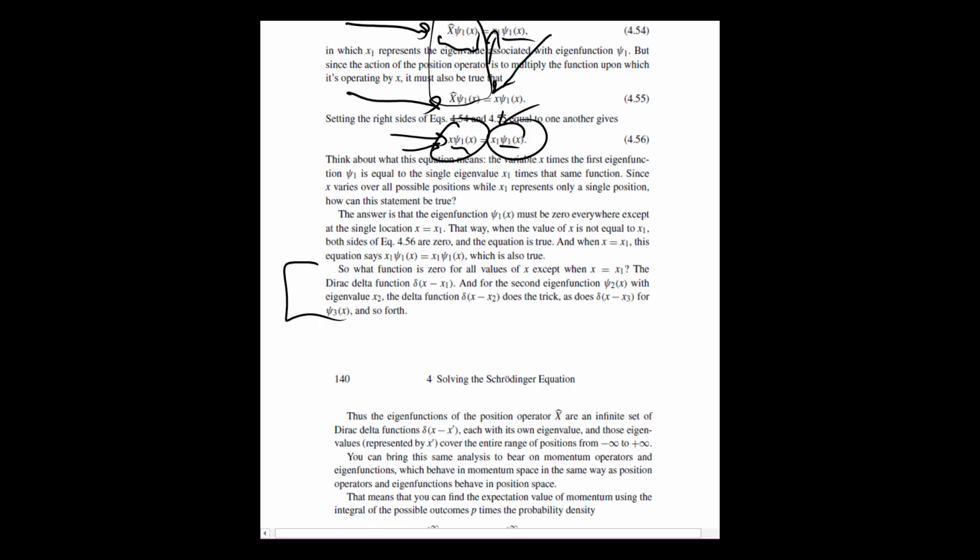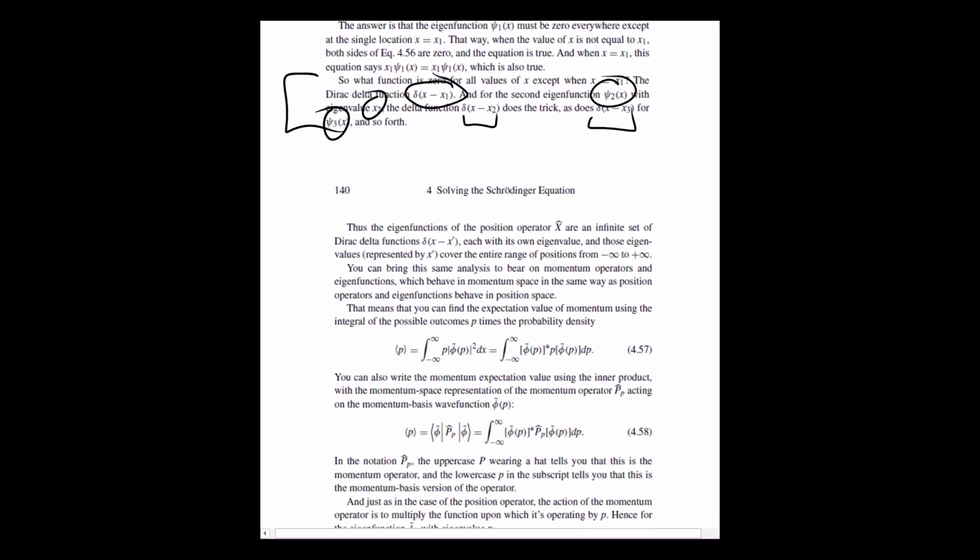Well, you know what that is. That's the Dirac delta function, delta of x minus x1. And for the second eigenfunction, psi2 of x, if it has eigenvalue x2, then that function must be delta of x minus x2. And for the third eigenfunction, delta of x minus x3. So since this is a continuous variable with an infinite number of eigenfunctions and eigenvalues, you can write the general expression that the eigenfunctions of the position operator are simply delta of x minus x prime. So that's why, in position space, the position eigenfunctions are delta functions.